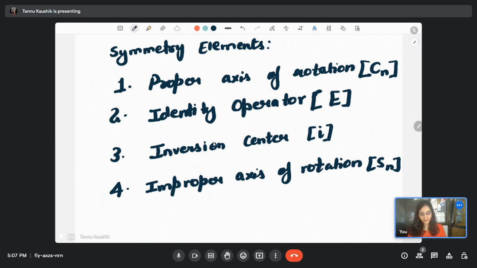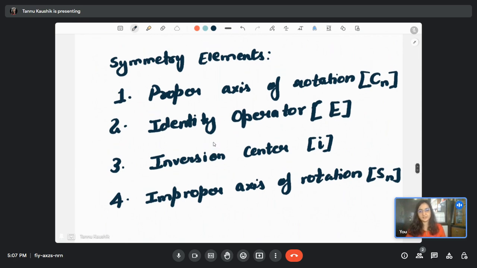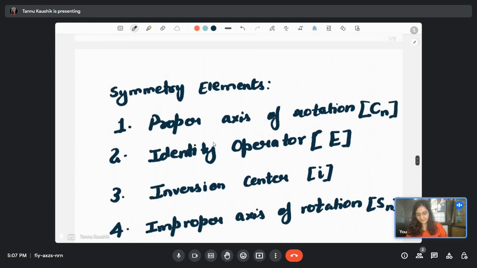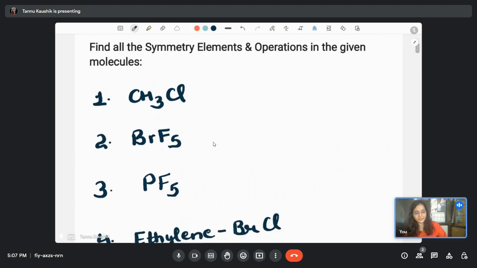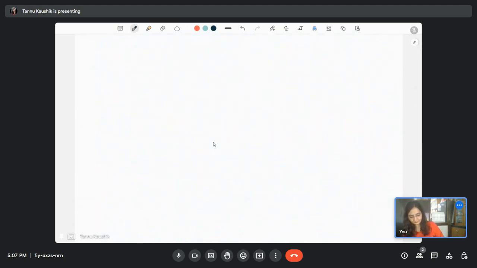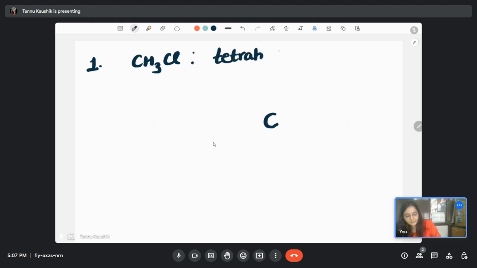The basics have already been discussed in the NPTEL lectures by the professor. So here we will be practicing some molecules where we will be finding these symmetry elements, and we will be counting the total number of operations present within a molecule. Okay, so let's start with the first molecule, which is CH3Cl, chloromethane. It will have tetrahedral geometry.